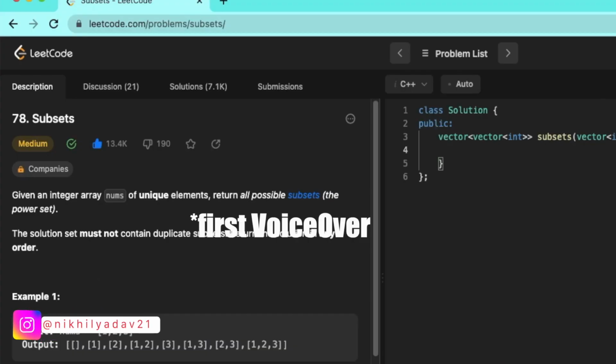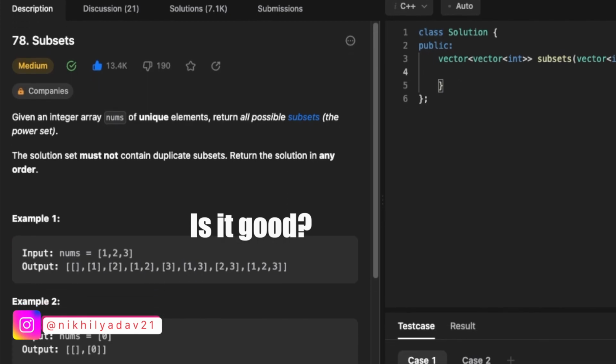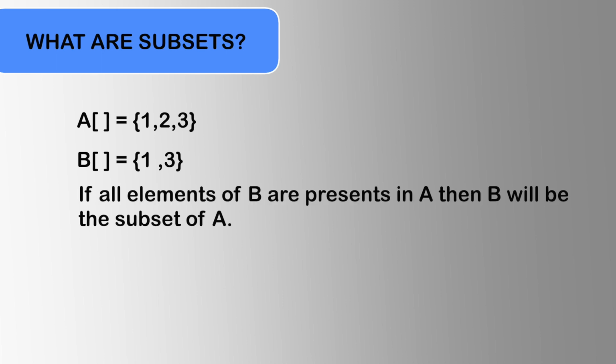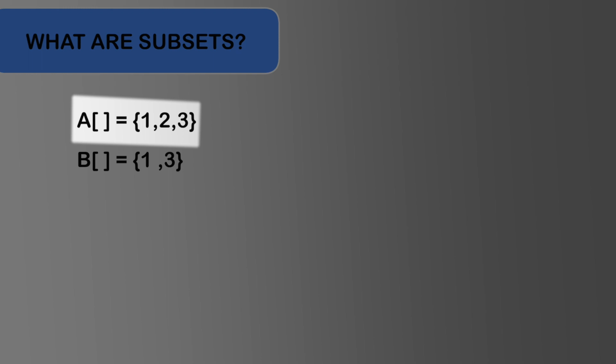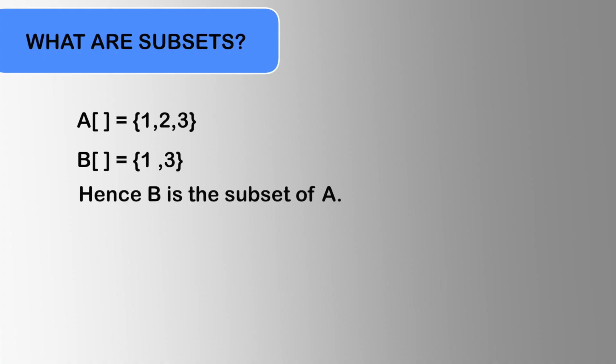Welcome guys, here we have to find the subsets of a given array. So first of all, let's discuss what subsets are. Here we have two given arrays A and B. If all elements of B are present in A, then B is called a subset of A. So as you can see here, the elements in B are already present in A. Hence B is the subset of A.